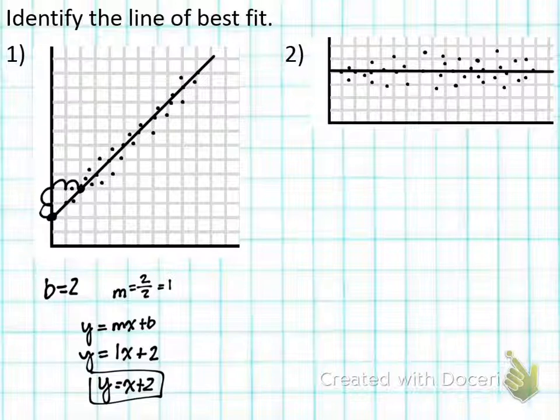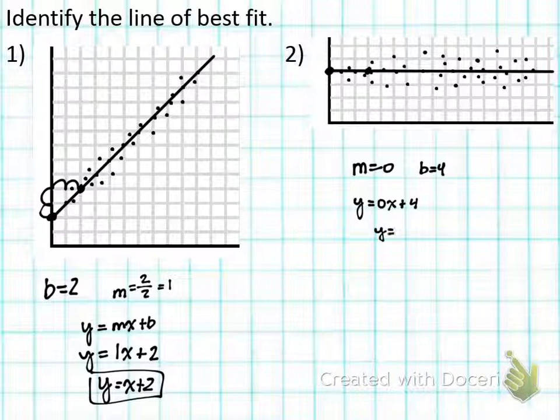When it's horizontal, we know the slope is 0 automatically, because if we pick, let's say, the y-intercept and this point here, we know it's rising 0 and running 1, 2, 3, so 0 divided by 3 is still 0. Our y-intercept here is 1, 2, 3, 4, so b is 4. Therefore, if we plug it in, y is equal to 0x plus 4, we know y is equal to 4.